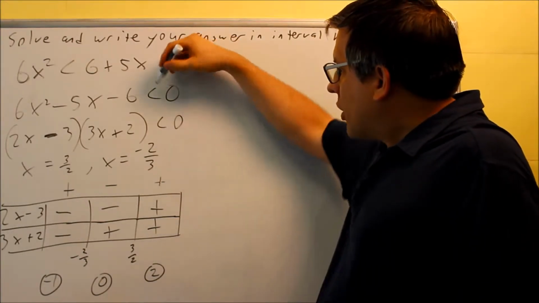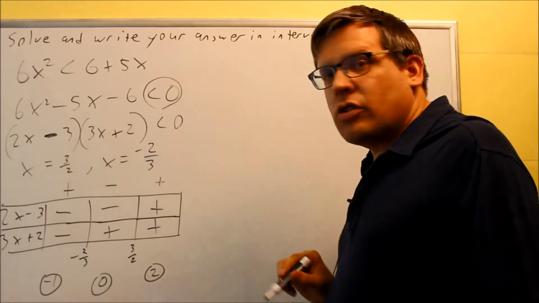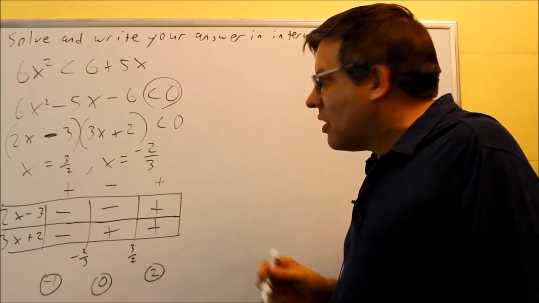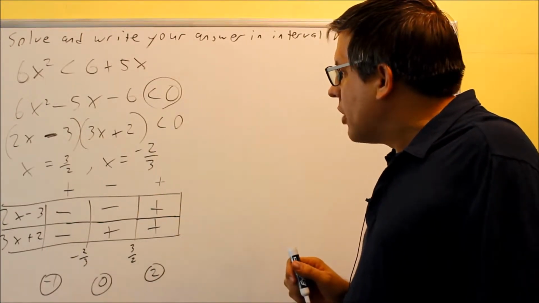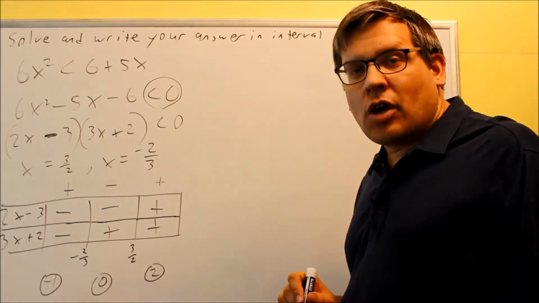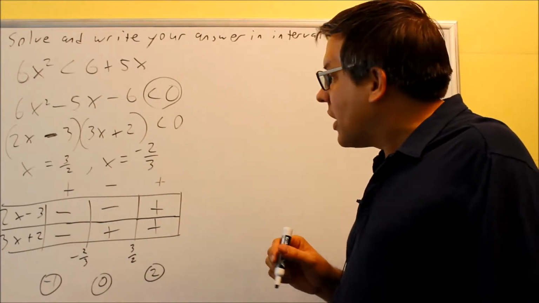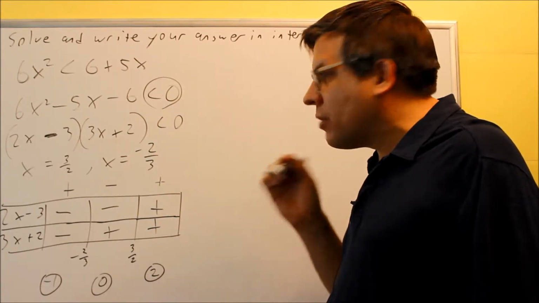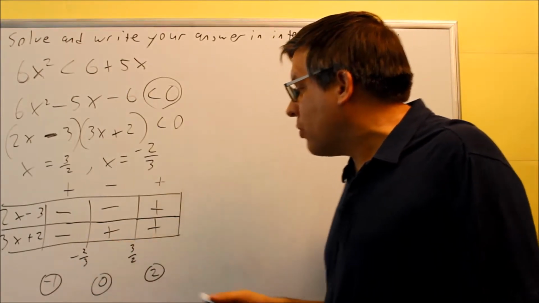So again, the way this works is whatever symbol you see here is going to tell you whether you look for positive numbers or negative numbers. I have less than 0. So if I have less than 0, that means I'm looking for negative numbers. So any region where I have negatives, that's what I'm going to choose. Now I also know that the equal sign is not included there. So when I do my interval, I'm going to use parentheses. I don't want to include the actual endpoints.